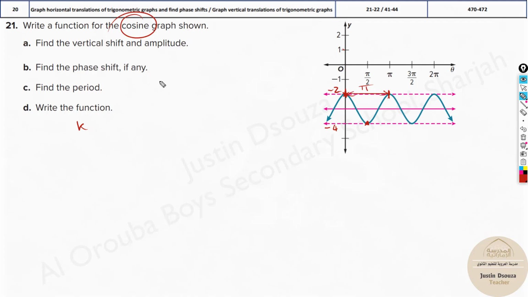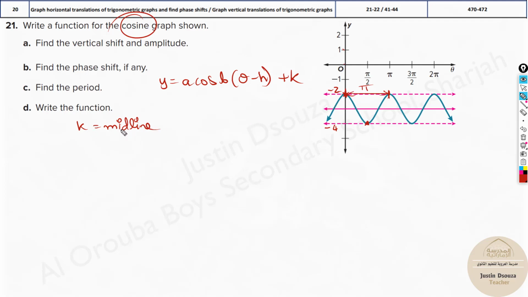First, I will write the standard form. This is important. It's always y equals a. It's a cosine function, so I'll write cos. It's b. Now, since they have mentioned phase shift, I'll also include the phase shift h, plus k. This is the standard form. Now, this vertical shift is the k value. This is equal to the midline.